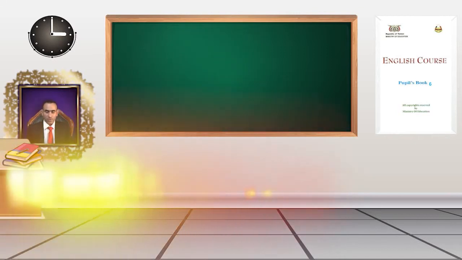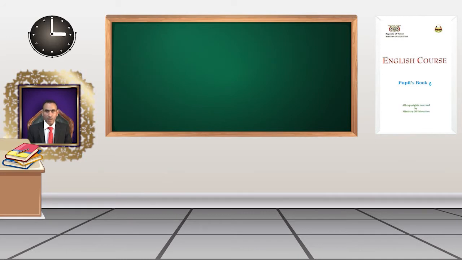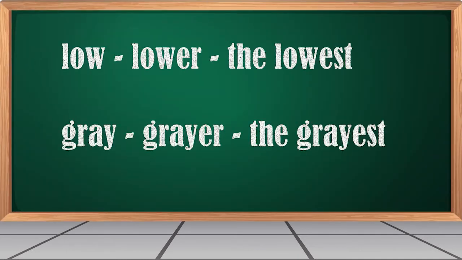Note, don't double the consonant when the adjective ends in y, x, and w. For example, low, lower, just add er. The lowest, just add est. Gray, grayer, the grayest, just add er and est.